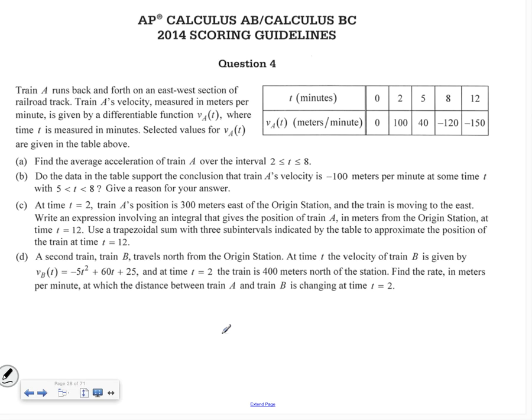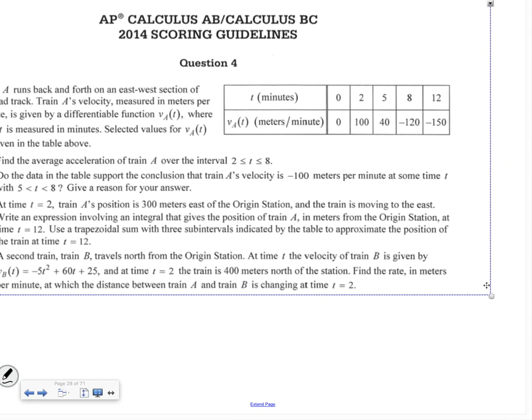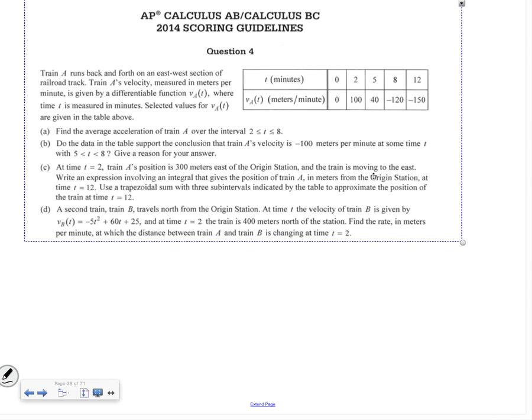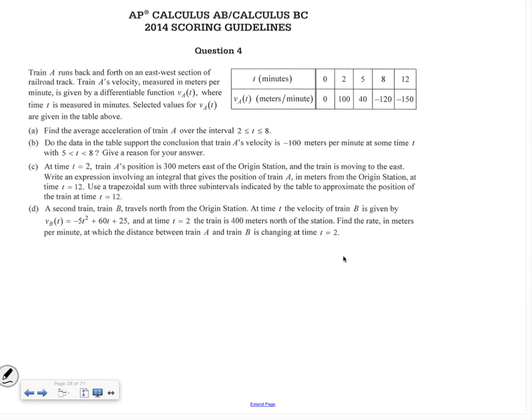All right, so question 4 is a chart problem, which are very common on the AP test. So it says train A runs back and forth on an east-west section of railroad track. Train A's velocity measured in meters per minute is given by the differentiable function v sub a of t, where time t is measured in minutes. So I'm guessing they're going to have a v sub b of t, right? So in part D, you can see that. Selected values of v sub a of t are given in the table above.